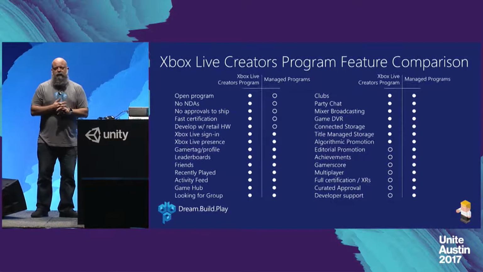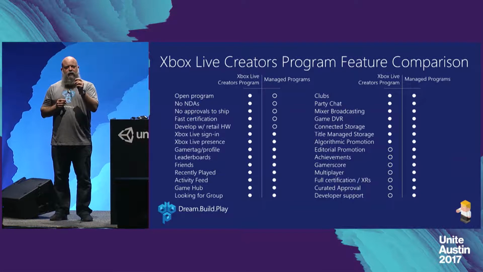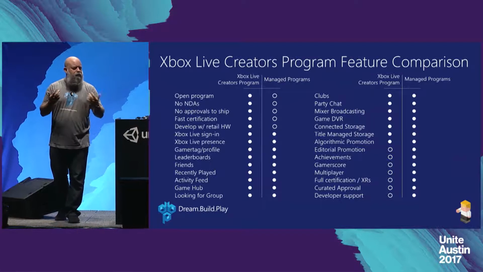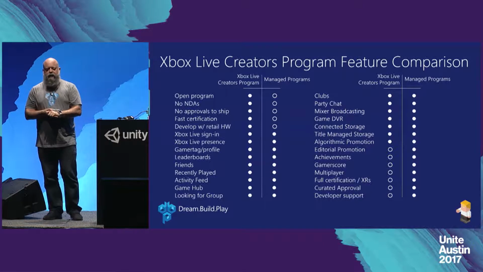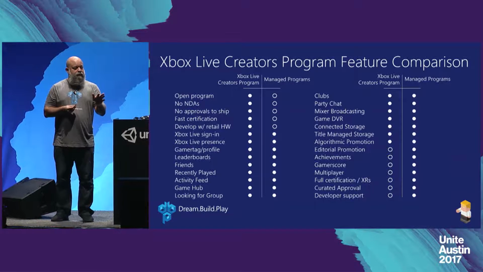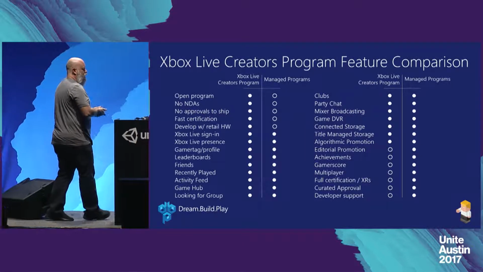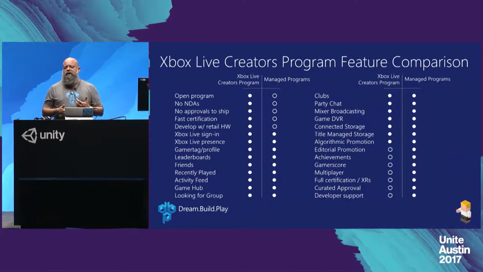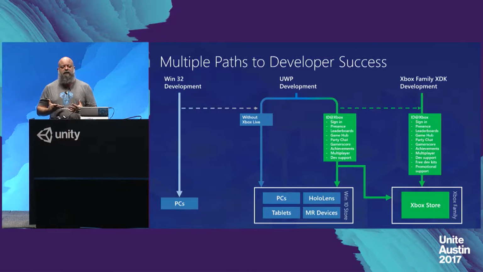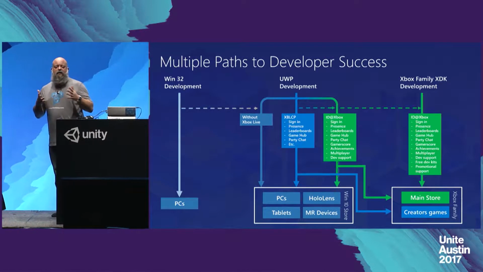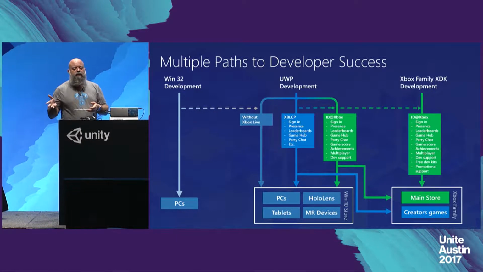And multiplayer. Now, I want to flag this multiplayer: local multiplayer on a console is totally doable, right? If you can have couch play, 4 people playing in a room, totally fine. Multiplayer across the internet is not allowed in the Creators Program on Xbox. On Windows, if you roll your own multiplayer, totally fine. But if you want to take advantage of the Xbox Live multiplayer servers, you do have to be in one of the managed programs. So now when we look at these multiple paths to success, we see there's a third option now that allows you to deploy and publish to the Windows Store, as well as to the Xbox.